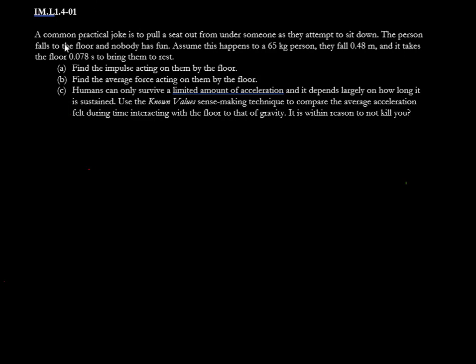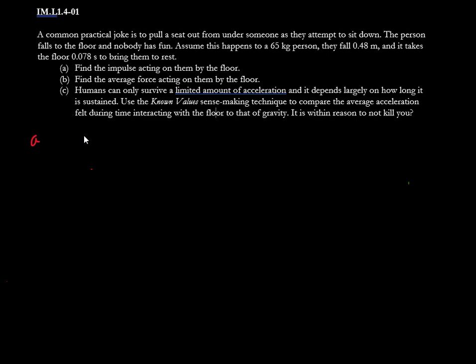IM.L1.4-01. A common practical joke is to pull a seat out from under someone as they attempt to sit down. The person falls to the floor and nobody has fun. Assume this happens to a 65-kilogram person. They fall 0.48 meters and it takes the floor 0.078 seconds to bring them to rest. So part A is saying find the impulse acting on the person by the floor.